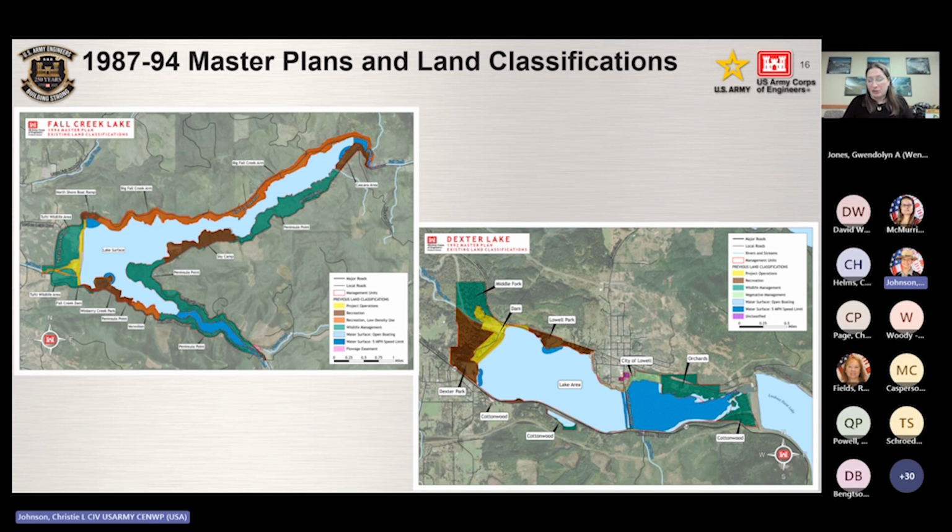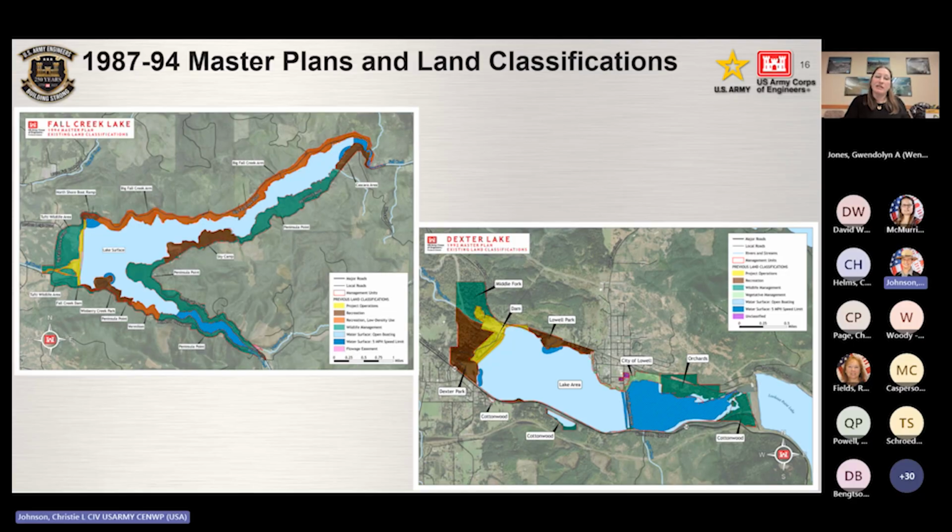So the previous master plans for these lakes, for Lookout Point, Dexter, and Fall Creek, those were completed between 1987 and 1994. However, the Hills Creek master plan, the original one, is from 1963 and has only had minor updates since then.